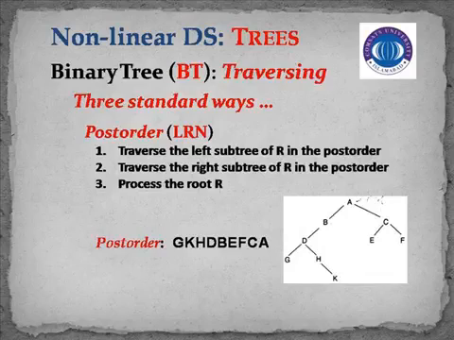Ladies and gentlemen, in the post-order, the third standard way for traversal, the traversing begins from the left subtree of R in the post-order sequence. Then the traversing of the right subtree of R in the post-order sequence is accomplished. Finally, the root R is processed. Such post-order is mentioned along with its binary tree diagram in the slide.